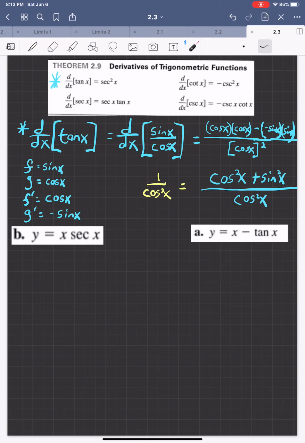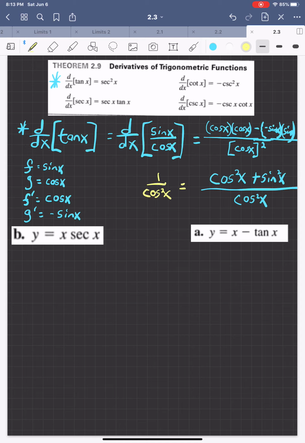And now you can see it. Secant is 1 over cosine, so secant squared is 1 over cosine squared. So now you know why, and you could do the same with the other derivatives if you were inclined. But now let's go ahead and proceed.